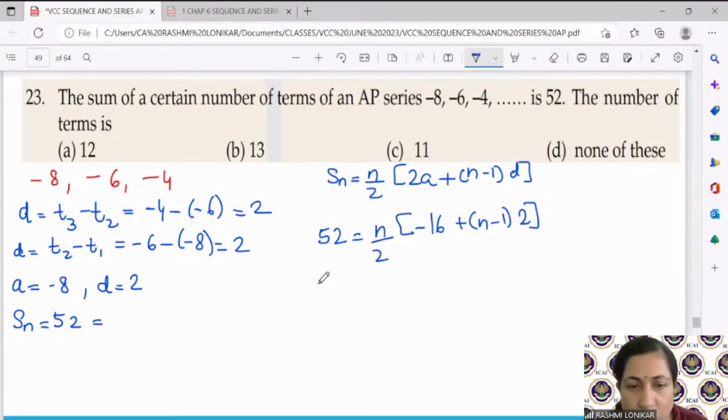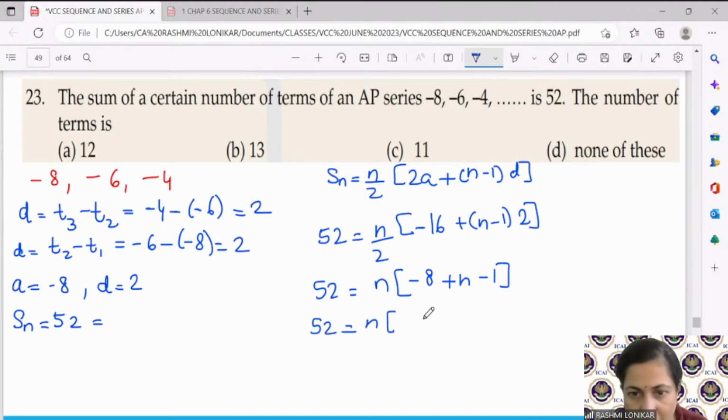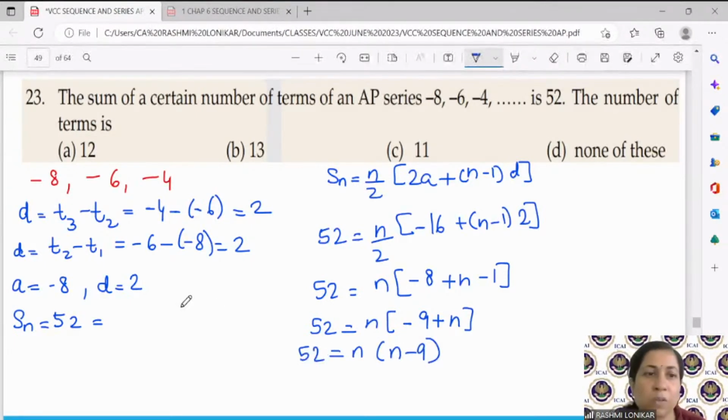So 52 is equal to n into [-16 upon 2, which is -8, plus (n minus 1) times 2 upon 2, which is 1]. So this is -8 plus n minus 1. So 52 is equal to n into (-9 plus n), which is n into (n minus 9) equal to 52.